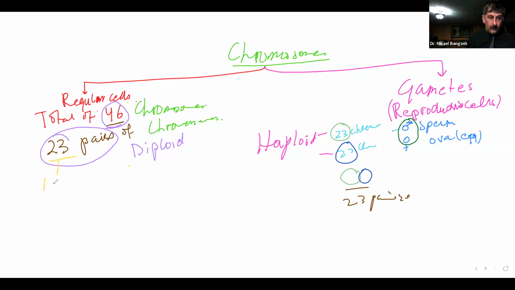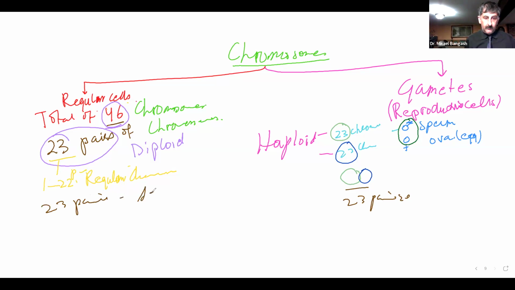Well, from 1 to 22, we can say these are the regular chromosomes. So from chromosome 1 to 22, the pairs are going to be the regular pairs, where the 23rd pair is going to be what we can call the sex chromosome.